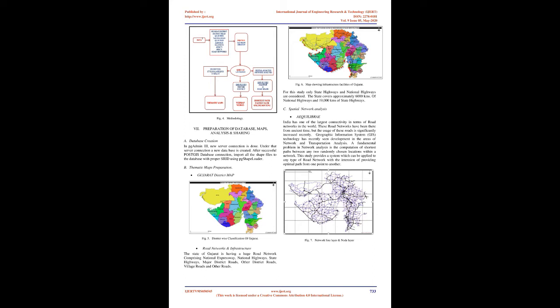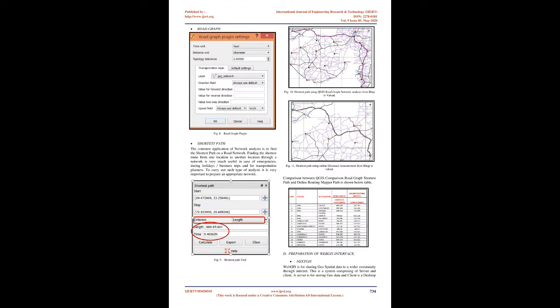2. QGIS Desktop 2.18 Las Palmas, map creation, spatial analysis, web map creation. 3. Equilibre, network preparation. 4. Road Graph, shortest path, fastest path. 5. NextGIS, WebGIS resource page, web map creation. 6. MS Excel, comparison sheets, tables. 7. MS Word, reports.